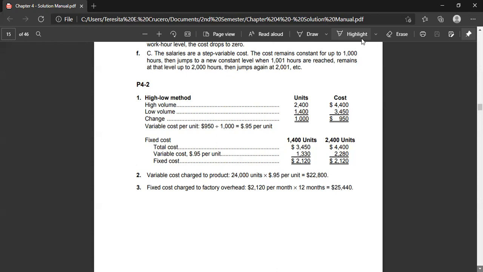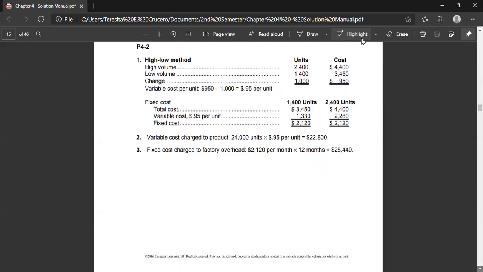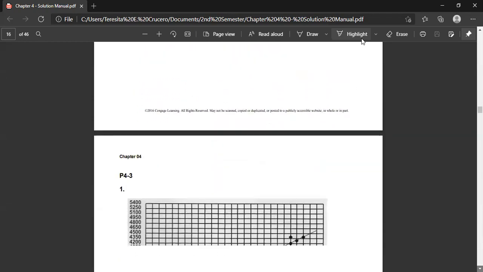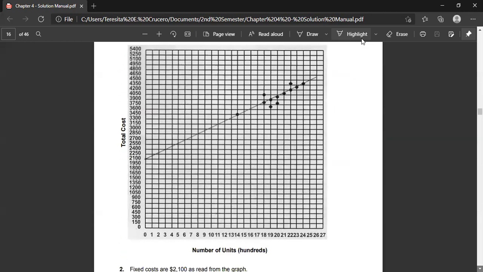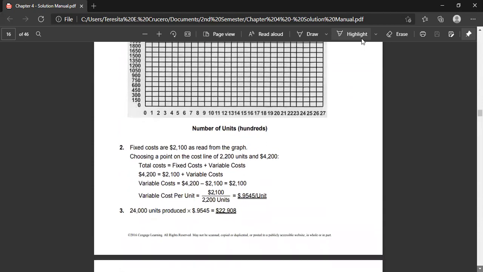Now, the variable cost charged to product for 24,000 units is 0.95 per unit. We get 22,800. The fixed cost charged to overhead is 2,120 per month times 12 months. That's 25,440. That's for the whole year. Problem number 3 is requiring the answer for 1 year. Now we go to problem 3.